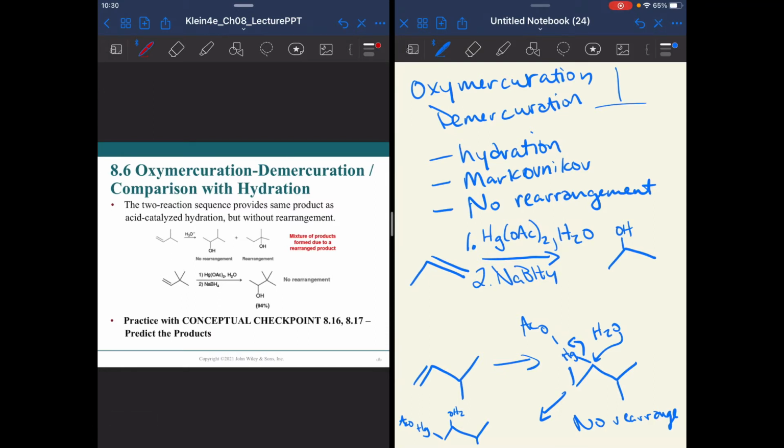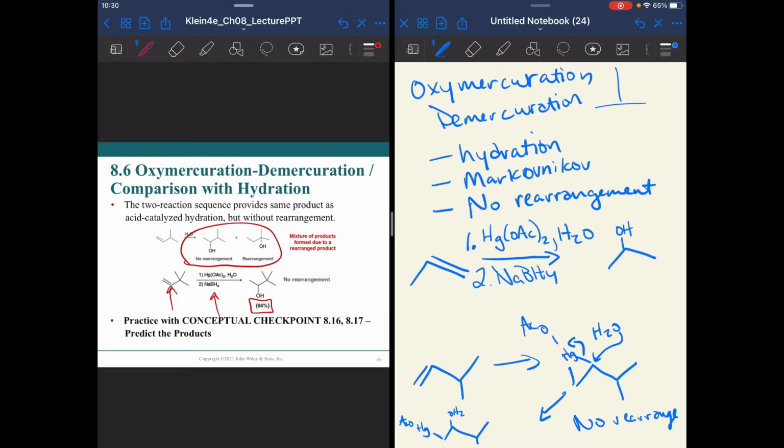So this is a very similar example to what we're doing here. If you want that OH to go to that secondary position, it is hard to do that with acid catalyzed hydration because you get both products. When you use oxymercuration, demercuration, look at that yield. 94%, no rearrangements.